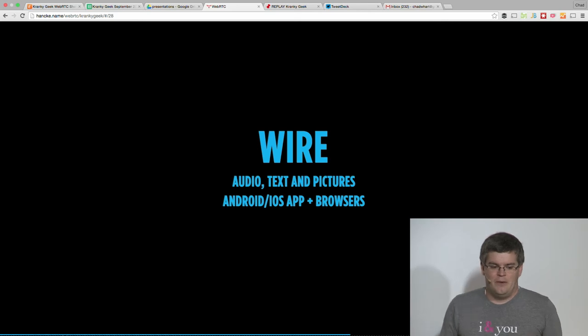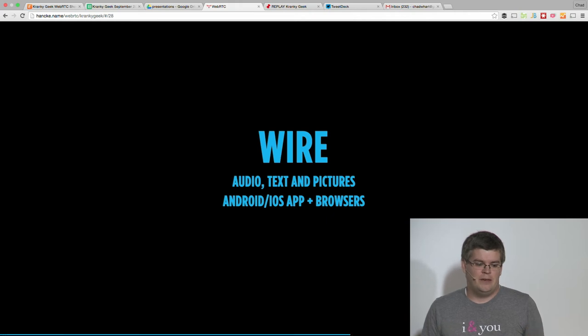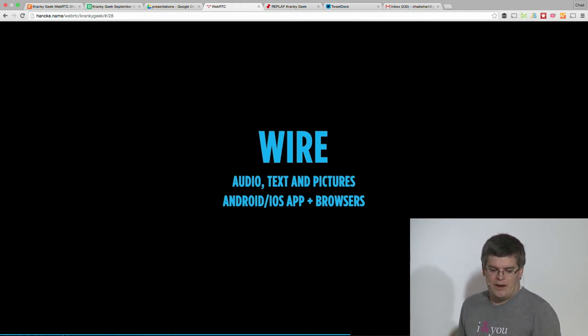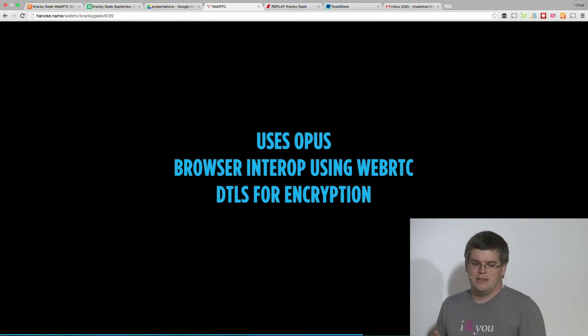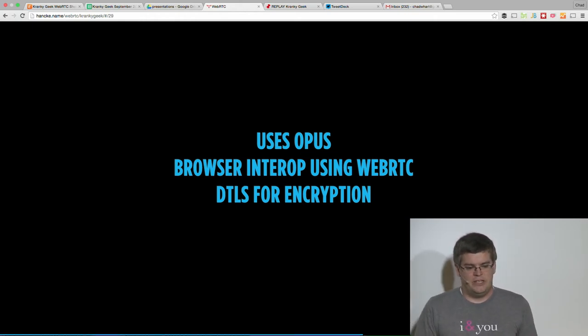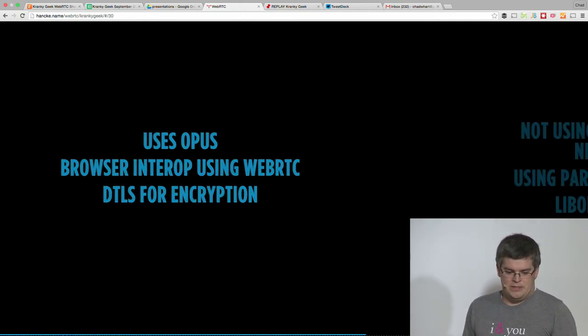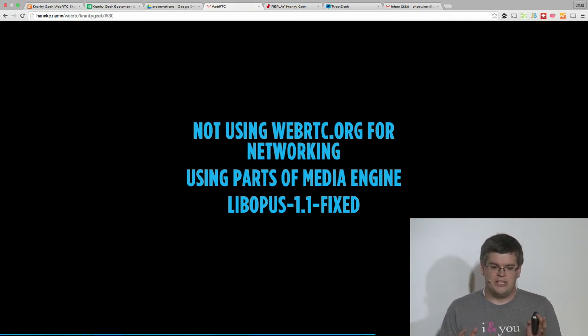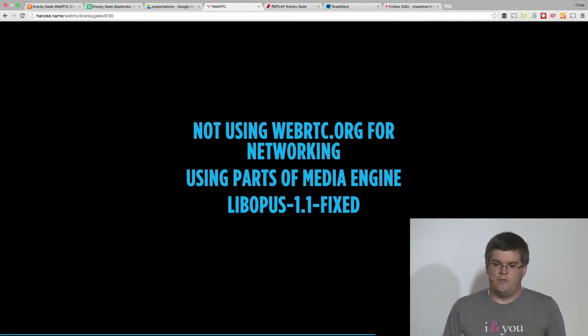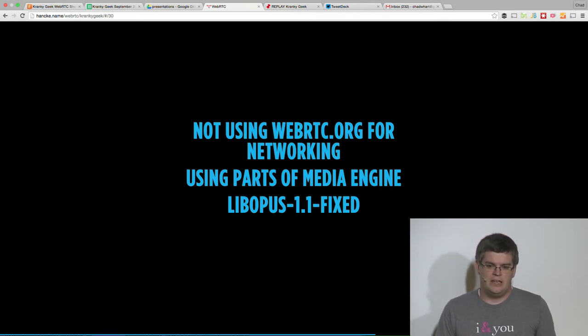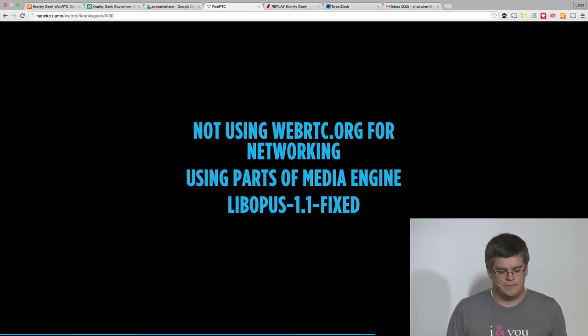We also looked at Wire, which does voice calls, text chat, and picture sharing. They have an Android app, an iOS app, and they work in Chrome and Firefox. And they use Opus, and we were interested in how they adapt Opus to the mobile platform. So the browser interop is using WebRTC. They're using DTLS for encryption with very strong encryption mechanisms. And they're partially using WebRTC.org, but not for networking, like Firefox doesn't use it for networking either. They're using the media engine and their own fixed version of libopus.